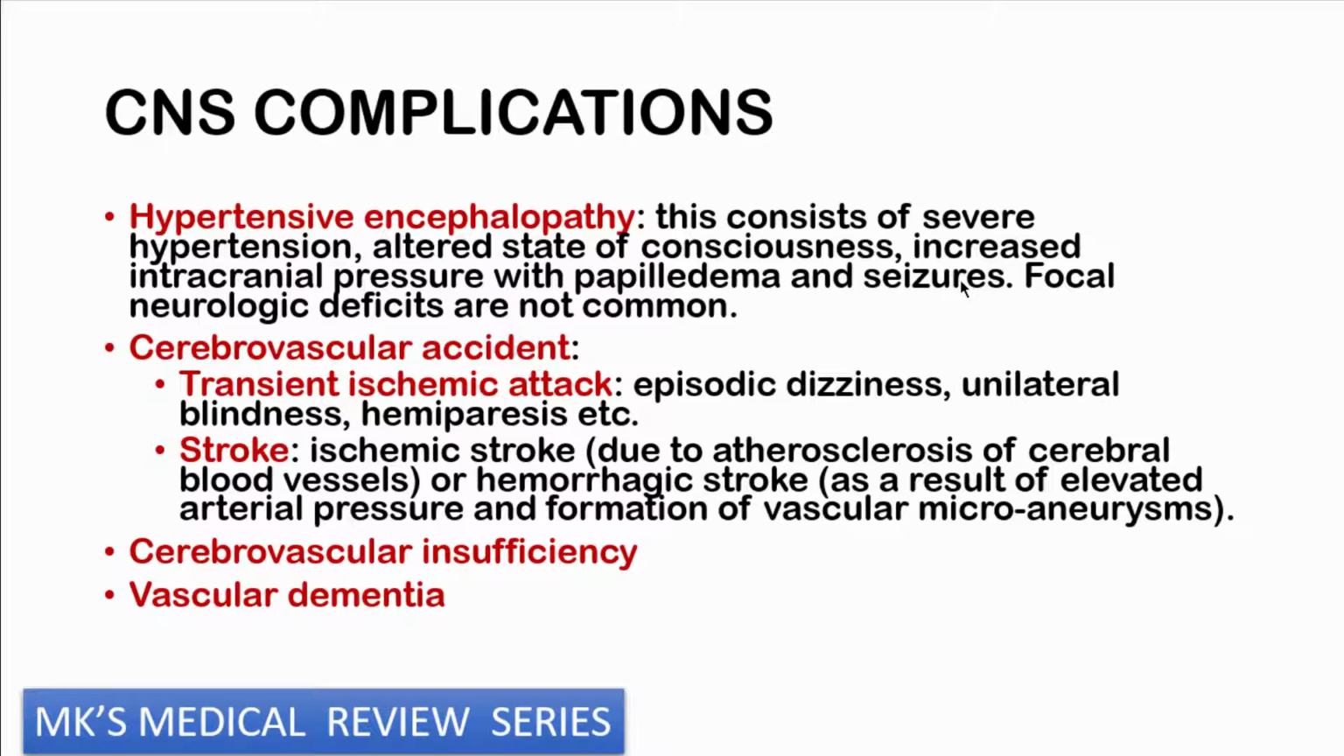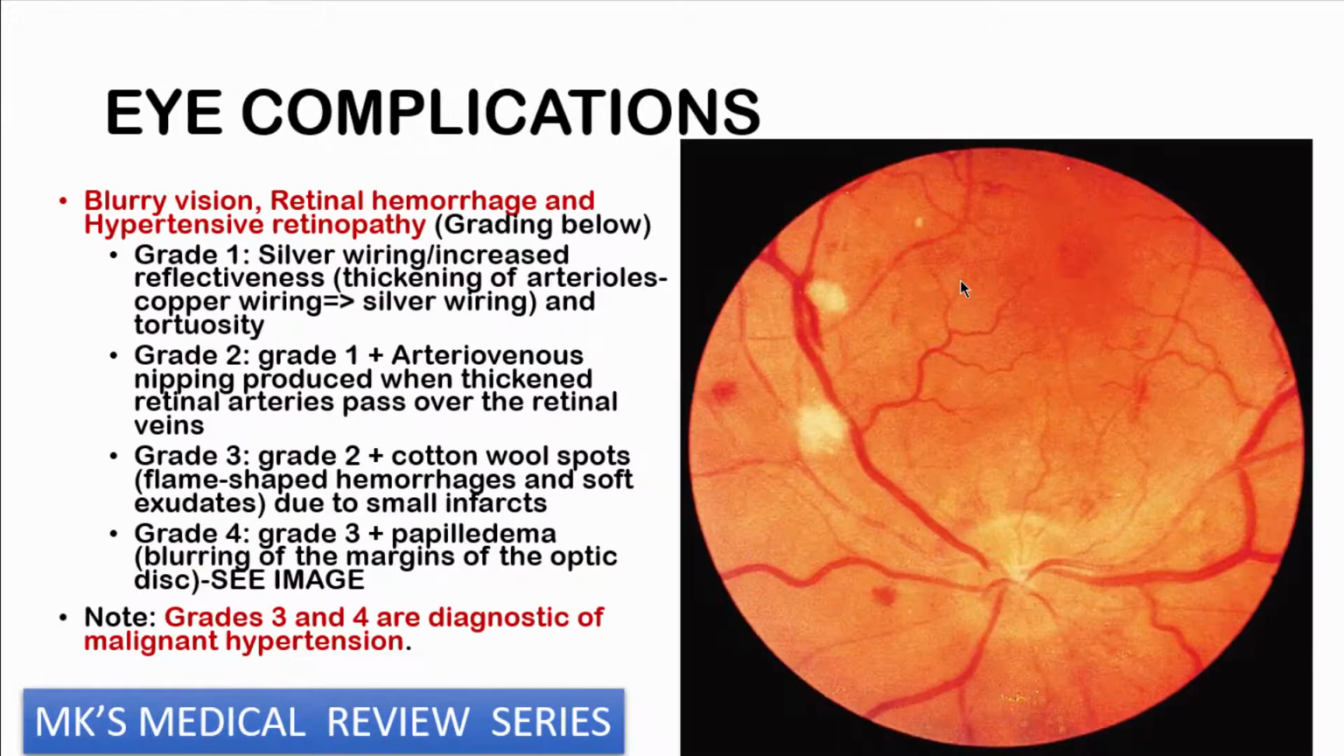Remember, there are two types of stroke: ischemic stroke, which is often due to atherosclerosis of the cerebral blood vessels, or hemorrhagic stroke, which is often a result of elevated arterial blood pressure. Then you cause endothelial damage. You result in formation of microaneurysms in the blood vessels that can rupture, and then you can bleed into your brain. So don't forget to order a CT scan. You may sometimes have cerebral vascular insufficiency, even vascular dementia.